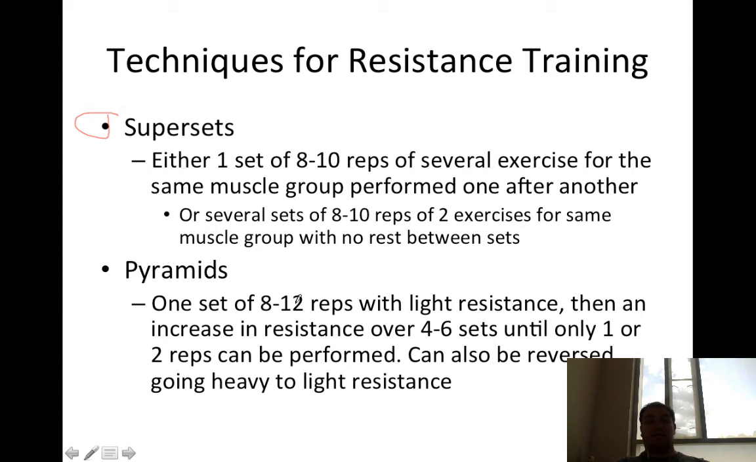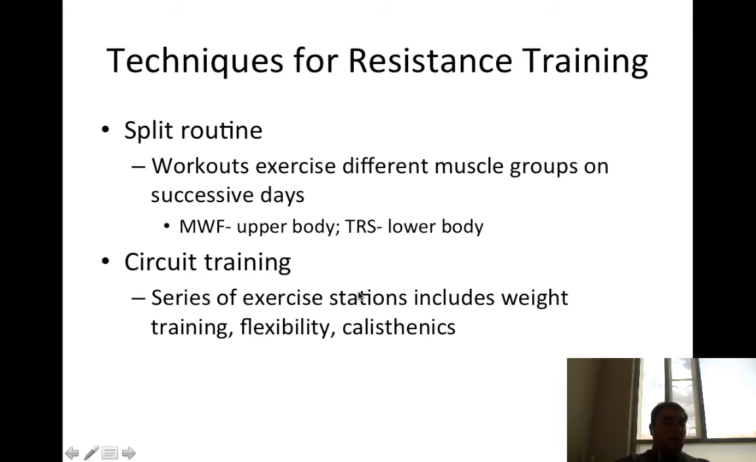A pyramid is one set of 8 to 12 reps with light resistance, then an increase in resistance over 4 to 6 sets until only 1 or 2 reps can be performed. You can do this in the opposite way. You can go heavy to light versus light to heavy. All right, so you start with the heavier weight and go to the lighter one. Pyramids is an interesting thing as well.